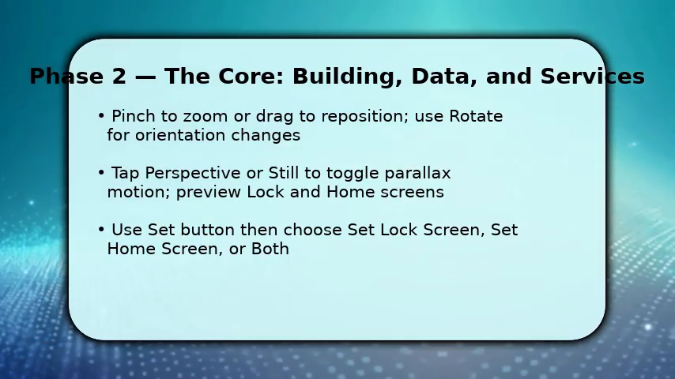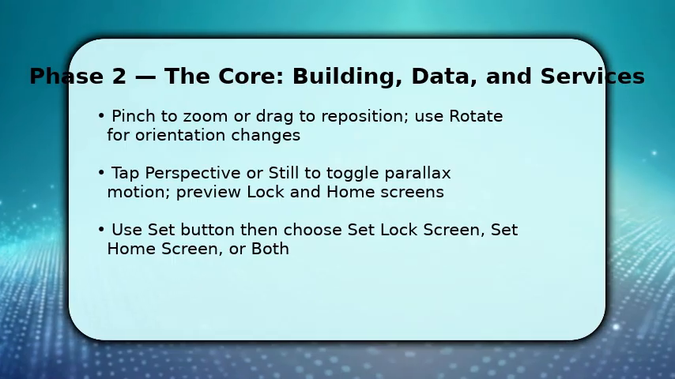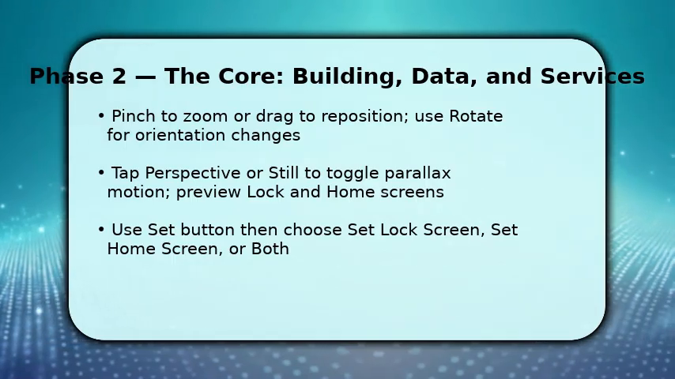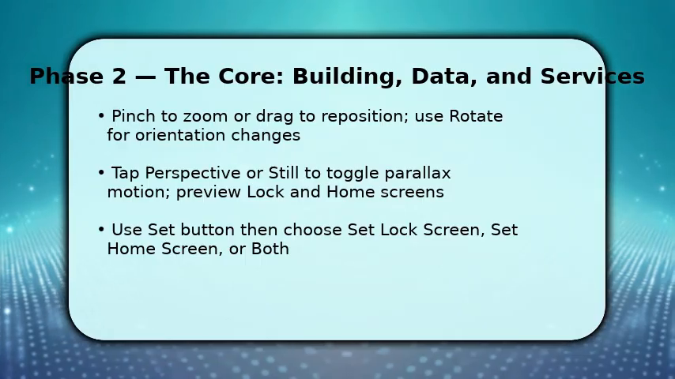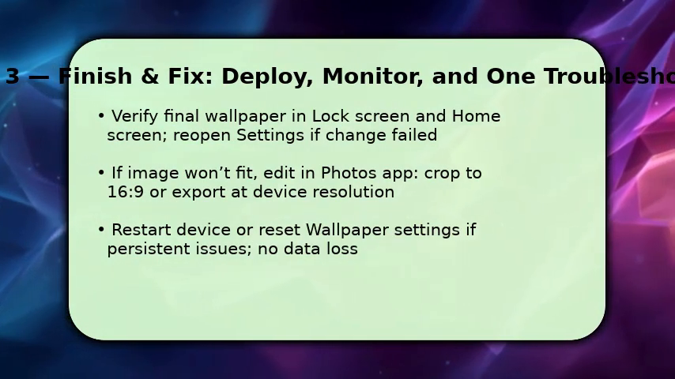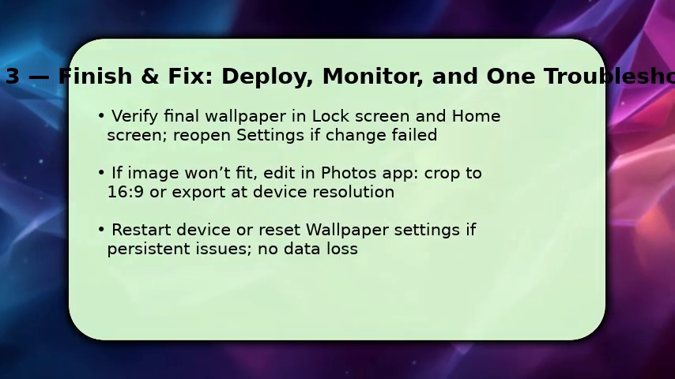When satisfied, tap Set, then choose Set Lock Screen, Set Home Screen, or both to apply the change immediately. You finish by verifying the new wallpaper on both lock and home screens. Swipe and unlock to confirm.